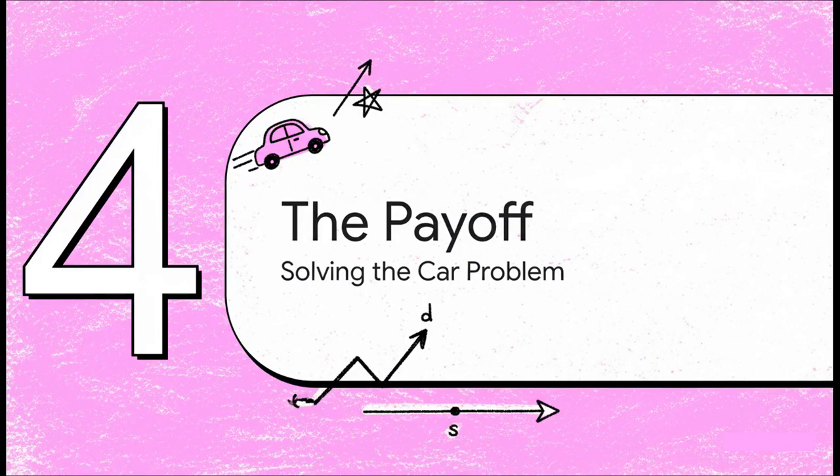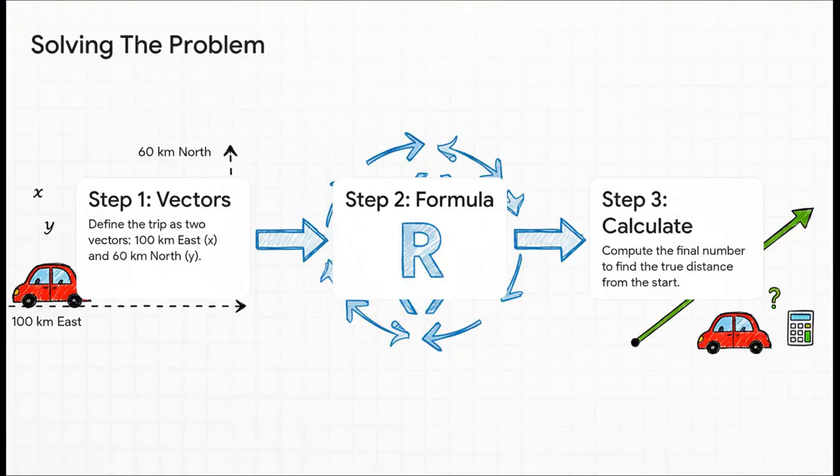Okay, the moment of truth. We've built up our toolkit, we understand components, we know how to calculate magnitude. Let's circle all the way back to that first question about the car trip and absolutely nail it. It's just 3 simple steps. First, we'll represent our trip with components. That's a 100-kilometer push to the east, our x component, and a 60-kilometer push north, our y component.